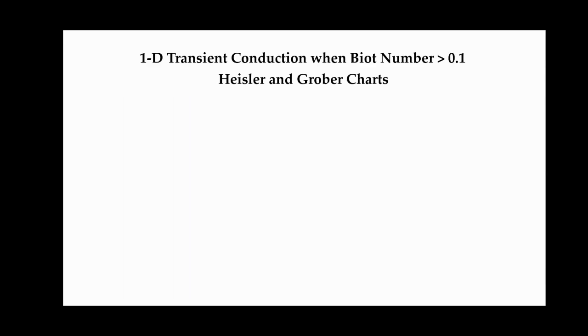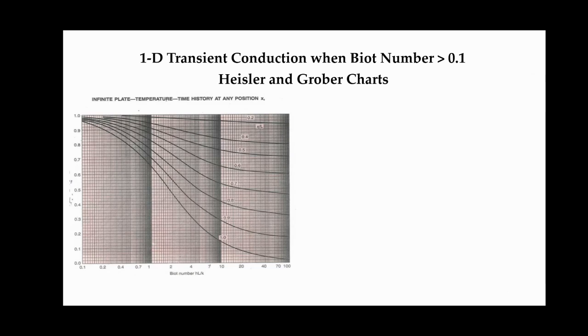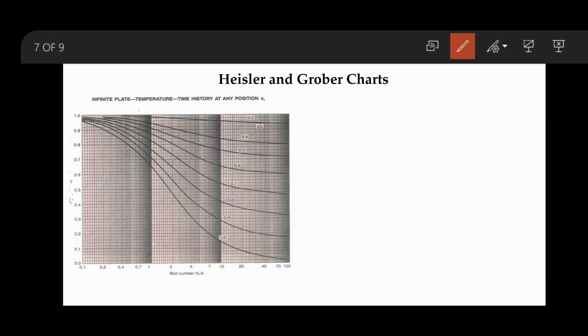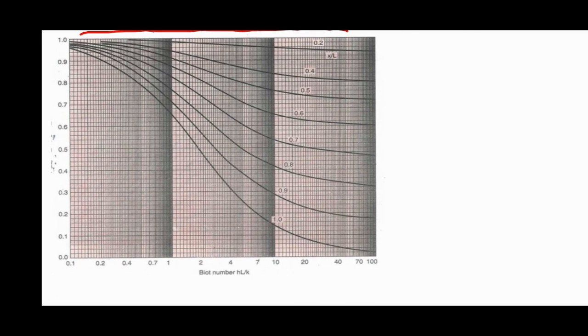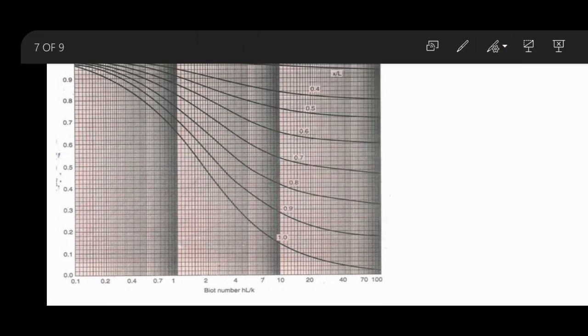Then the second graph for the plane wall is the plane infinite plate temperature time history at any position L. If you observe this graph, on the x-axis we have the Biot number, h into L by k, and we have different curves for different values of x by L. So now I have to find out the Biot number. I'll be knowing the Biot number.